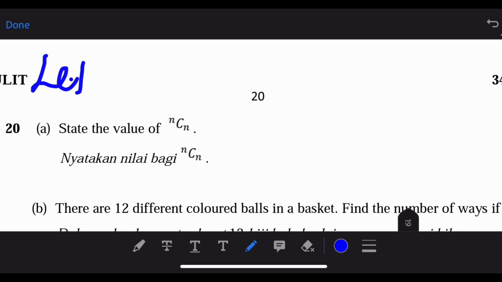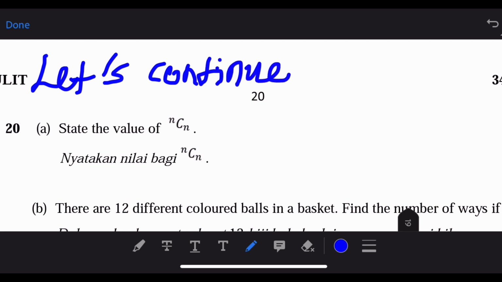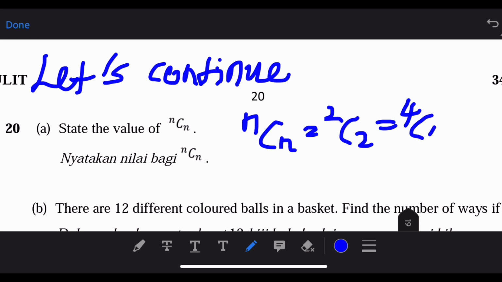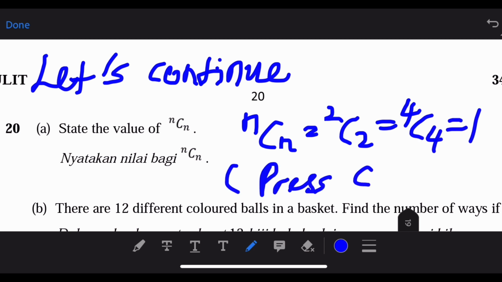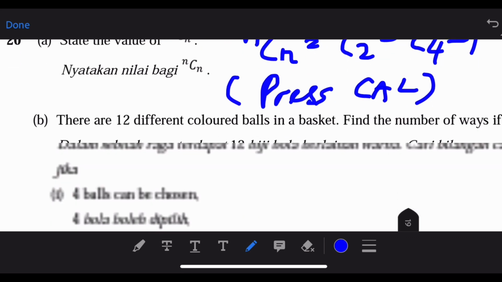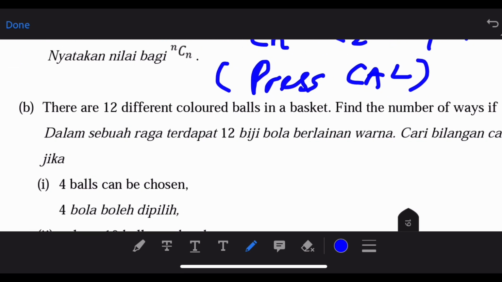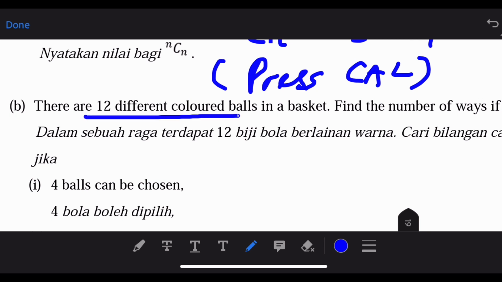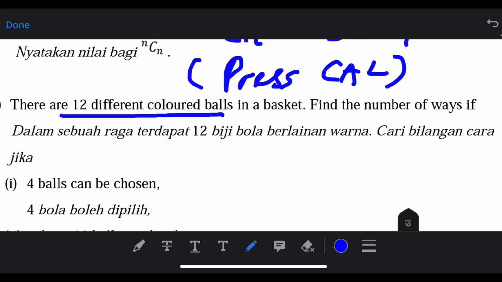Now we start with the other question, which is about combination and maybe permutation, but this is actually nCn. So you want to find the value of nCn, you can just take out your calculator. You can just try and press 4C4 to C2. You'll see the answer is 1. Okay, just press your calculator, by plugging the value, when n and r are the same.